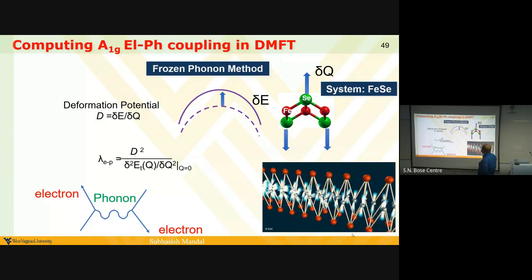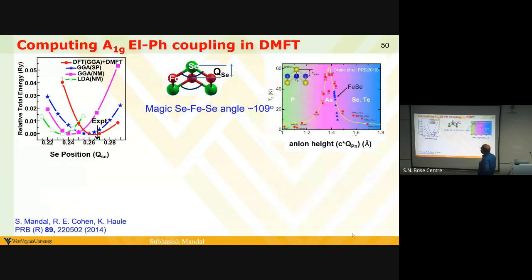So this was done for the A1G mode, by moving the selenium position. It is very interesting to see that this anion height has a very critical nature. If you plot the measured TC against the anion height, this is a critical phenomenon. This is a magic value of the height where the TC is high. And it's very surprising.